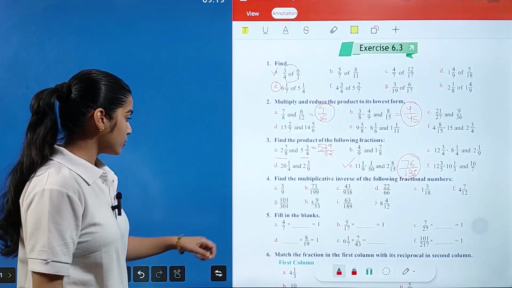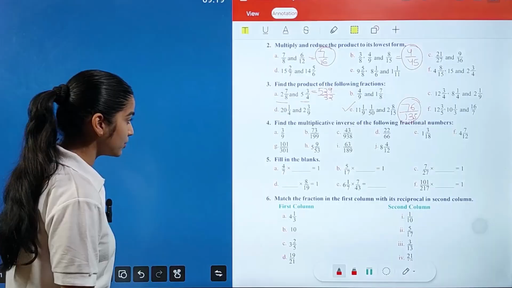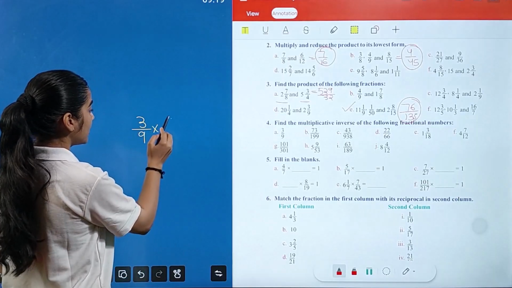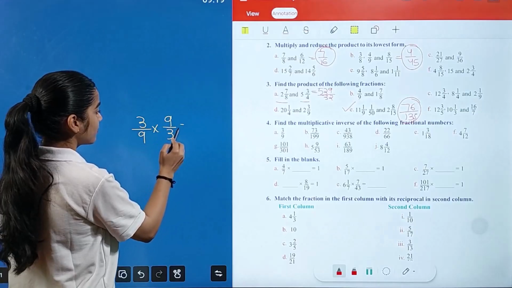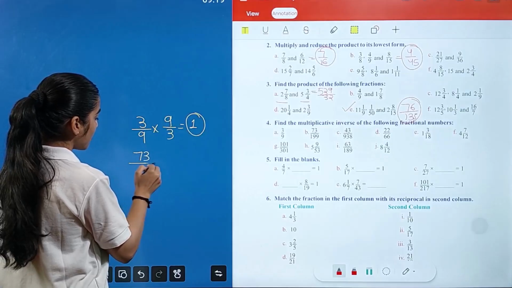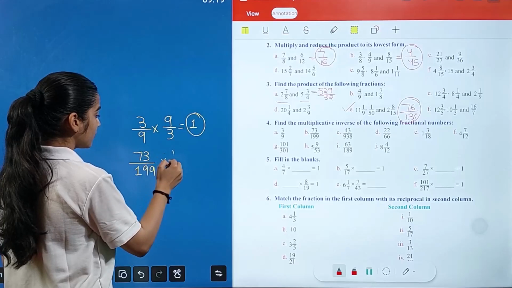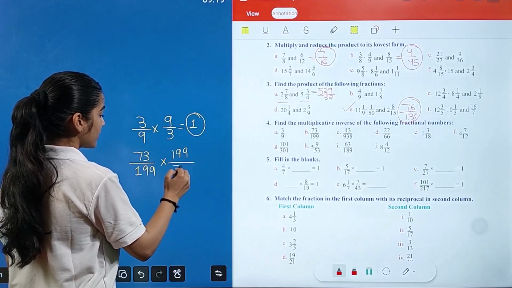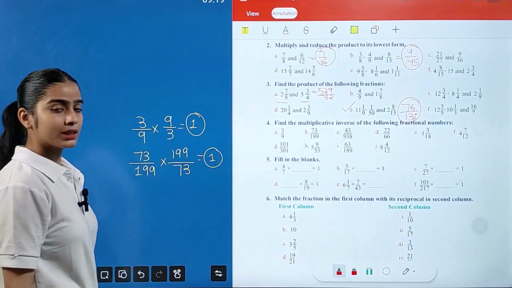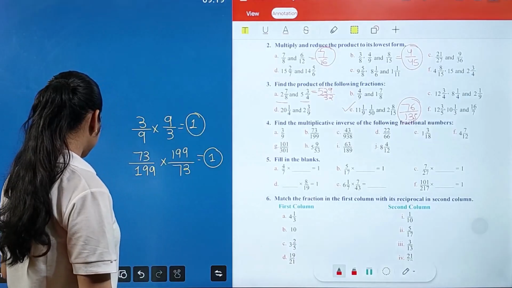Now we move forward to our question number 4. Find the multiplicative inverse of the following fractional numbers. So multiplicative inverse of 3 by 9. The reciprocal of 3 by 9 is 9 by 3. Then your multiplicative inverse is 1. For 73 upon 199, multiply the reciprocal of it, 199 upon 73. So you will get 1. So this is your multiplicative inverse. You have to repeat the same process for rest of the questions you have.